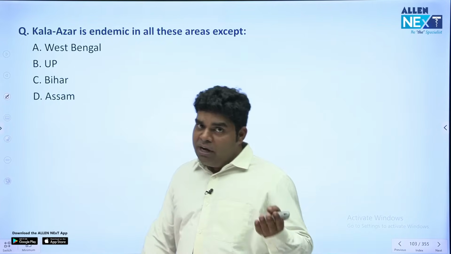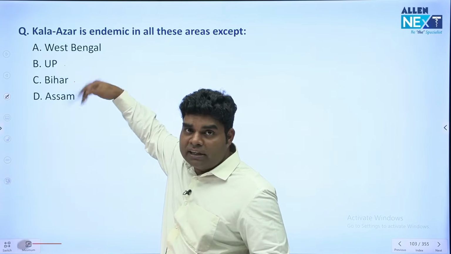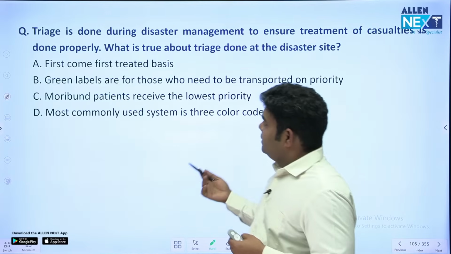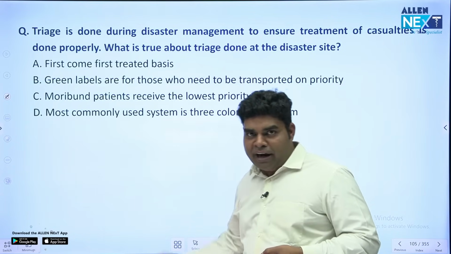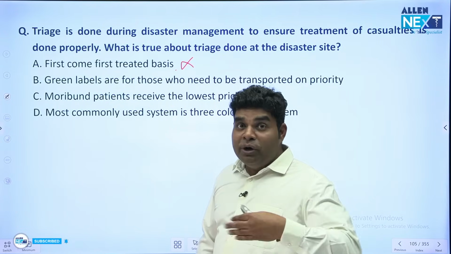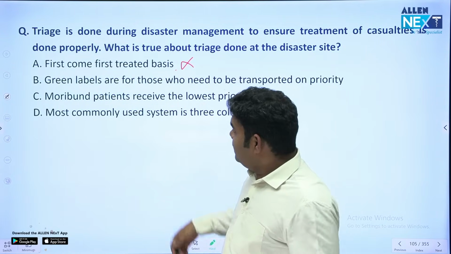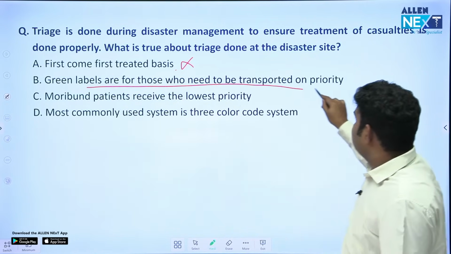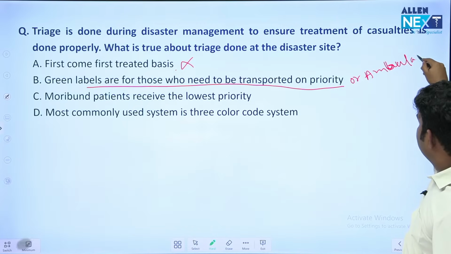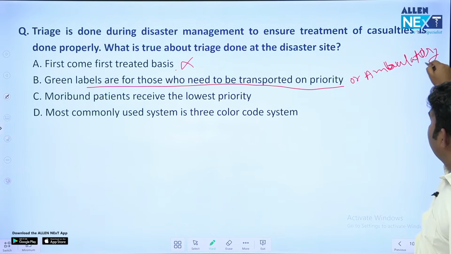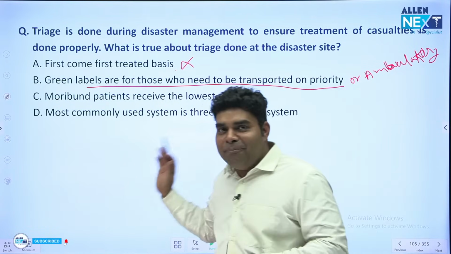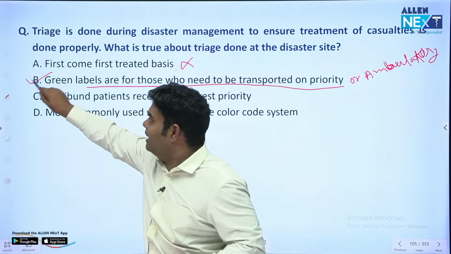Kala-Azar is not endemic in, we have discussed, Bihar, UP, West Bengal, which are sharing a border, and Jharkhand, they are endemic. Assam is not endemic. Triage is done. We all know which one is correct for triage. First come, first treat is not triage. Triage means those who need care should be given care first. Green is for ambulatory patients. Ambulatory means they can be moved from one place to another. They are not running like an ambulance, but at least can be moved. So ambulatory patients, category green, this is the correct answer.